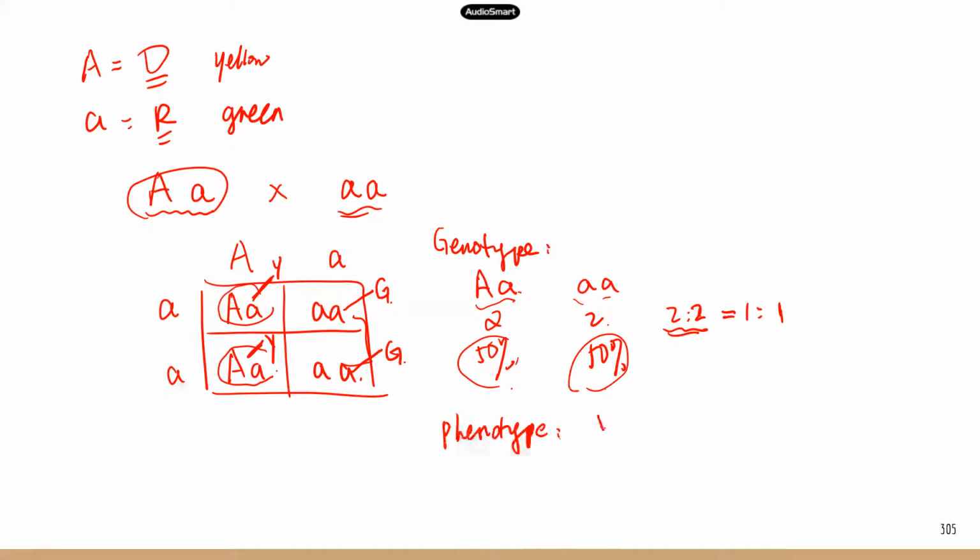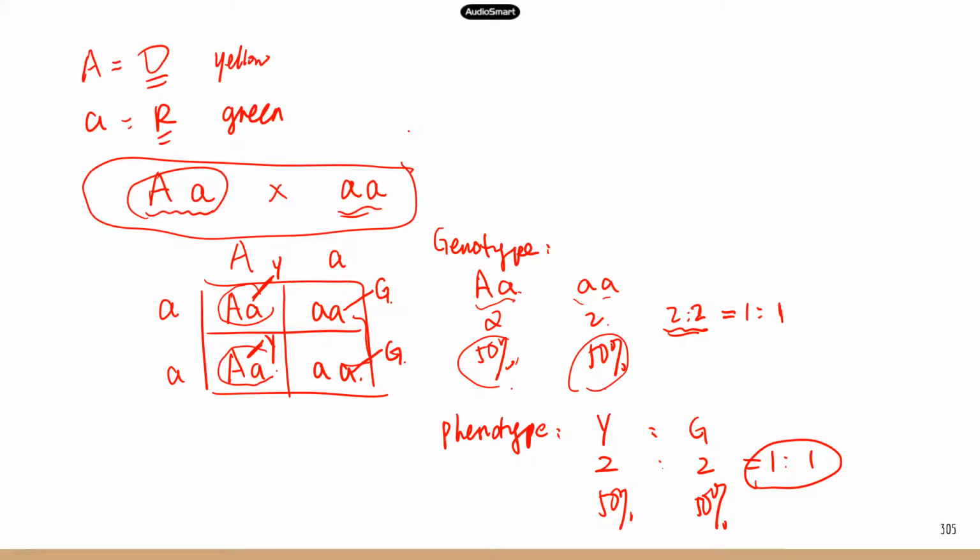So you can see now yellow seeds to green seeds is 2 squares to 2 squares. And again, we're going to convert that to 1 to 1. And each one has a 50% chance of being in the offspring. Okay, so you can see for this particular cross, with one parent being heterozygous and the other parent being homozygous recessive, the phenotypic ratio is going to be 1 to 1, right? 50% yellow, 50% green.